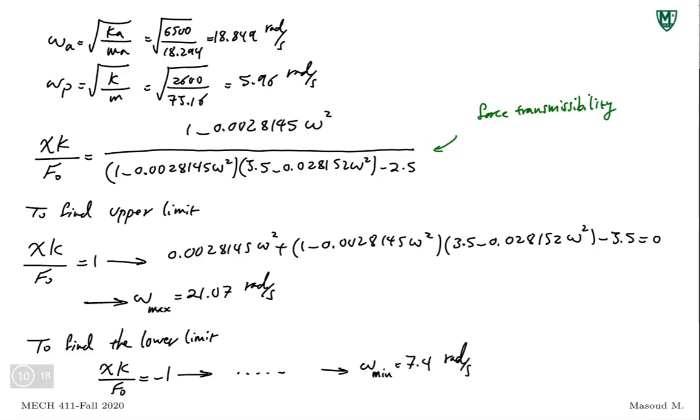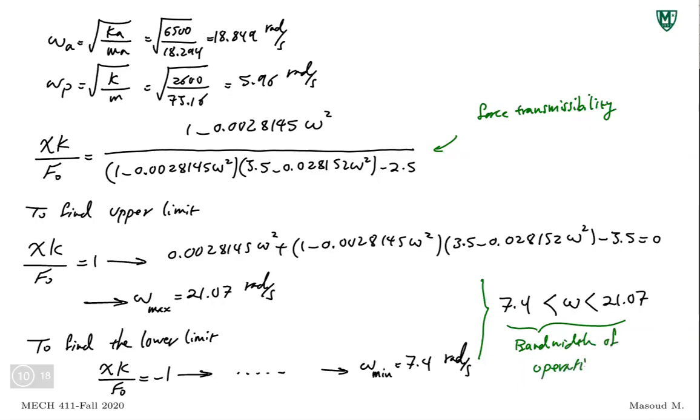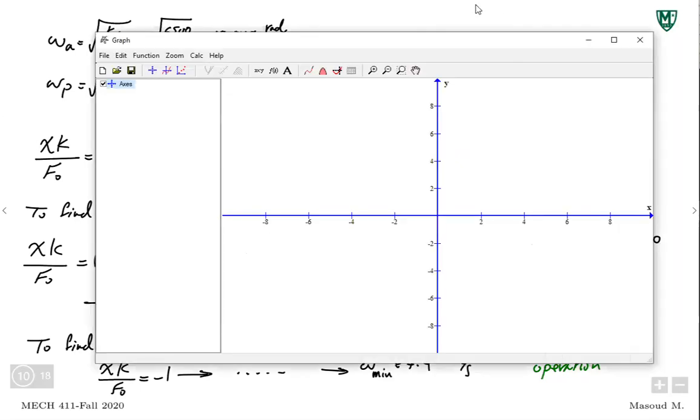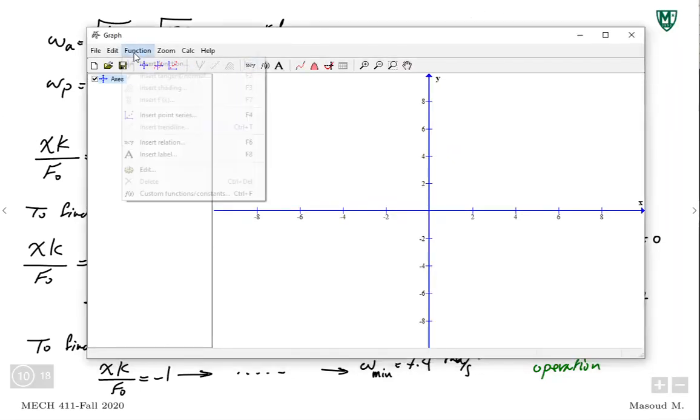So from these two, you get back your bandwidth of operation. What is that? It's from 7.4 to 21.07. This is your bandwidth of operation. So within this range, your absorber is going to perform well. Let's see if in a few minutes I can just plot this and you'll see what is going on.